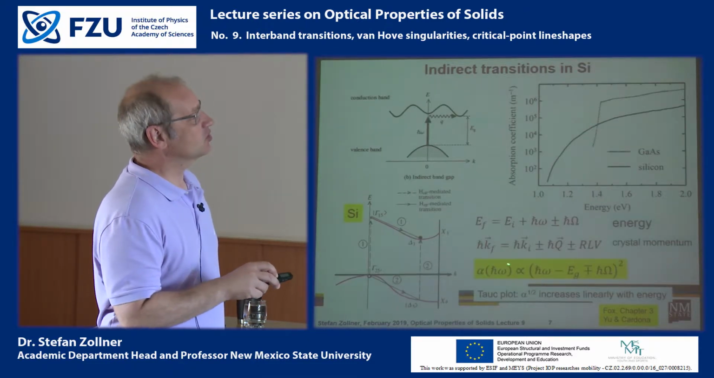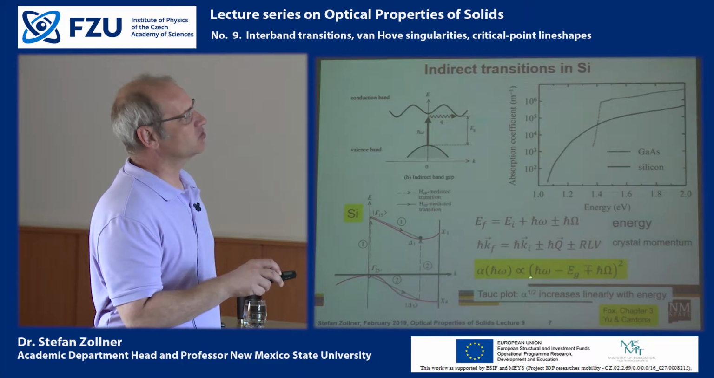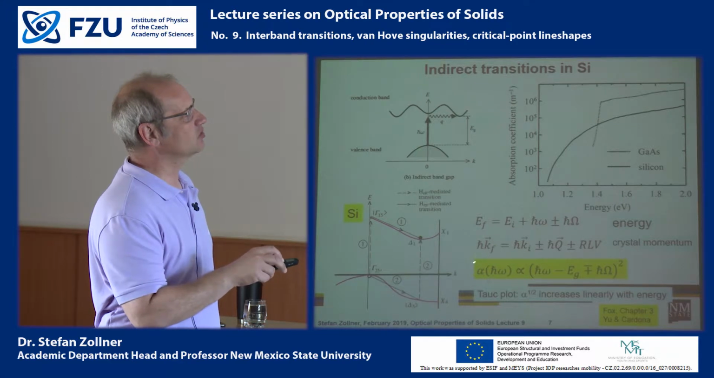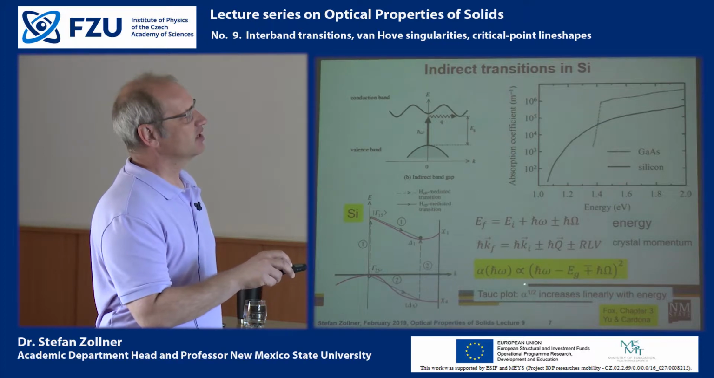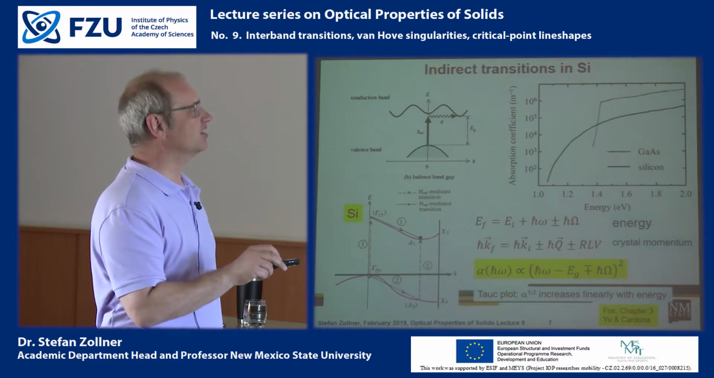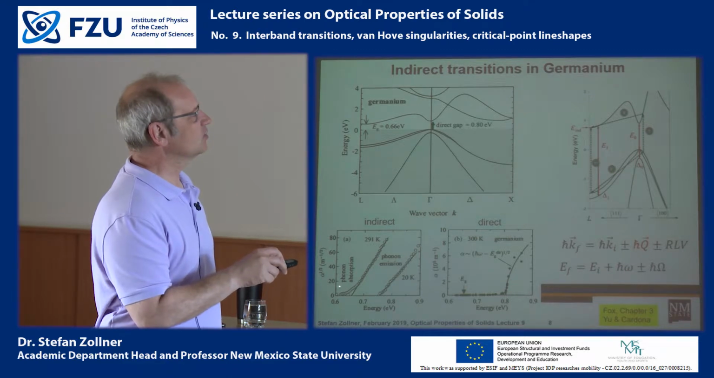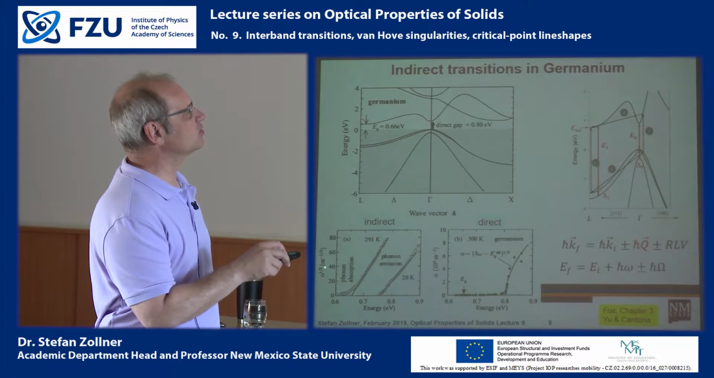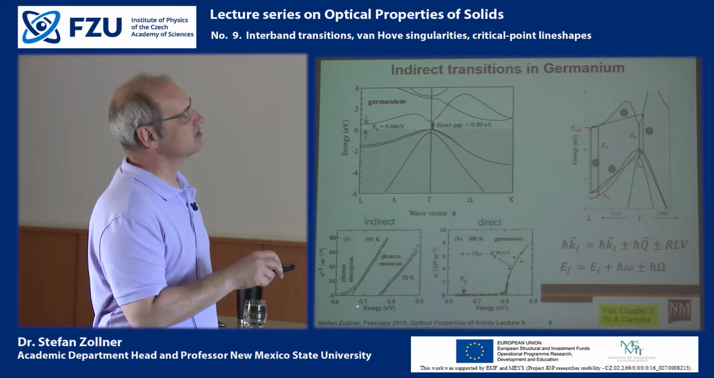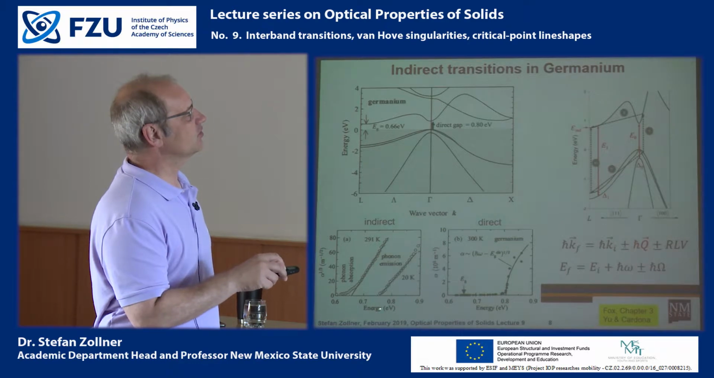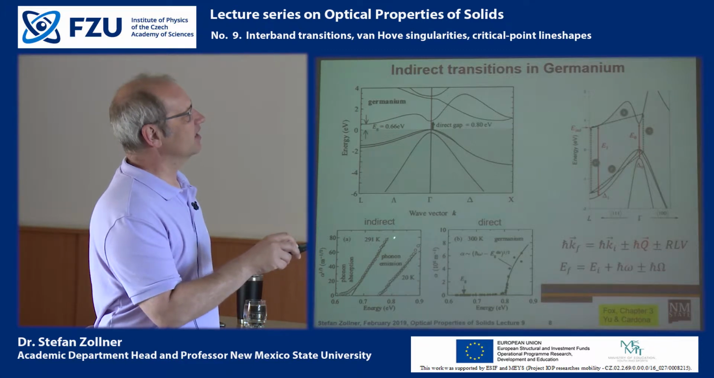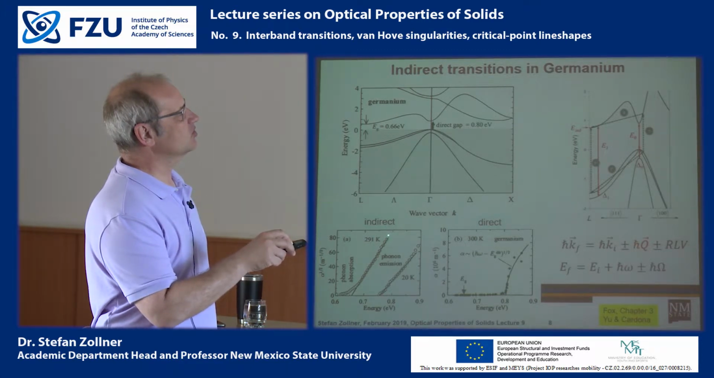Because the absorption coefficient increases like the square of this energy mismatch, what we do is we plot the square root. We plot the square root of the absorption coefficient, and that increases linearly with energy. So this plot is shown here. This is the square root of the absorption coefficient of germanium as a function of energy, both at 20 Kelvin and near room temperature.